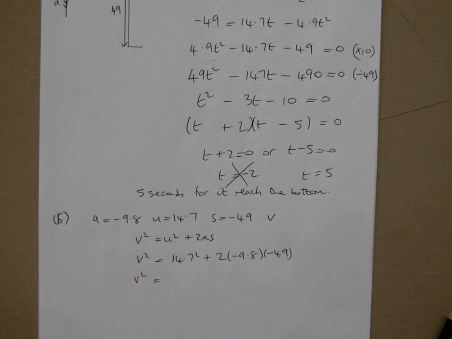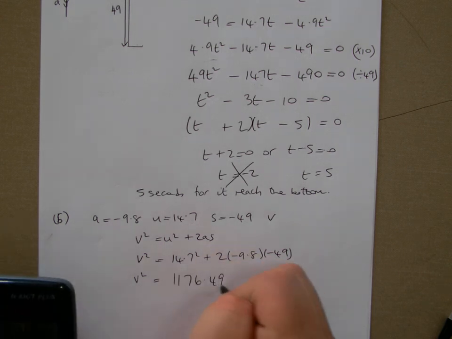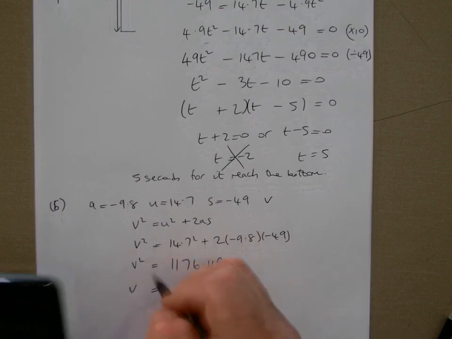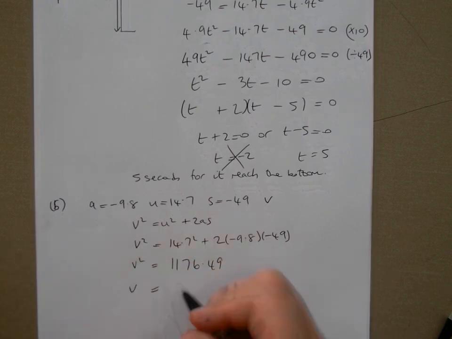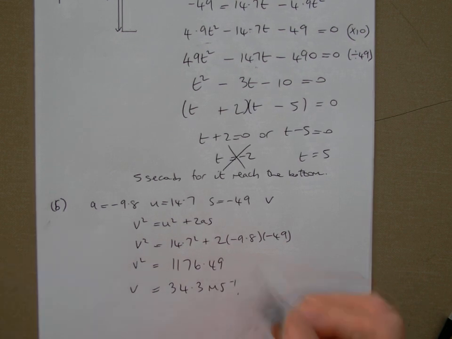So I work that out on my calculator. It comes out to be that. Then v will be the square root of that, and I get 34.3 meters per second when it hits the ground.